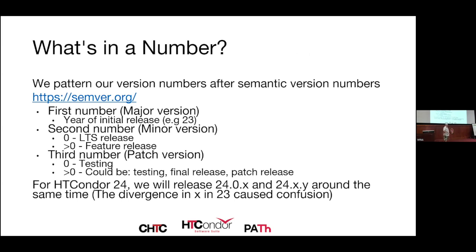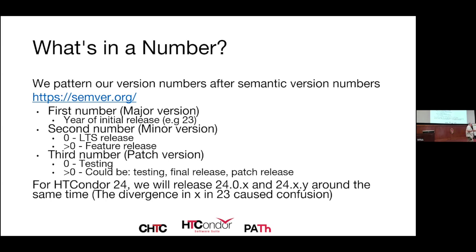So what's in a number? We switched to semantic versioning, where the first number is the major version, and that represents the year of the initial release. So even though it's 2024, we initially released in 2023 HTCondor 23. We shoot for August. Usually it's August, sometimes it's September. Last year it was September, but sometime in the 3rd quarter, out comes that new LTS version.